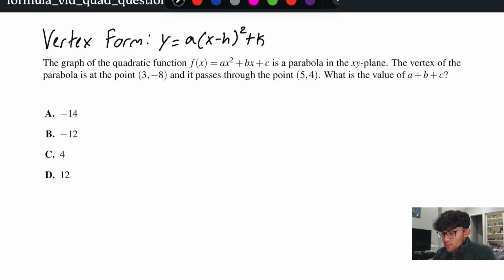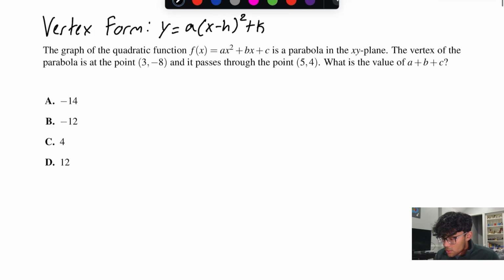The formula attached to the first question is vertex form, which is y equals a times (x minus h) squared plus k. It's written over there. Now let's read the question. The graph of the quadratic function f(x) equals ax squared plus bx plus c is a parabola in the xy-plane. The vertex of the parabola is at the point (3, -8), and it passes through the point (5, 4). What is the value of a plus b plus c? Pause the video right here and solve the question.